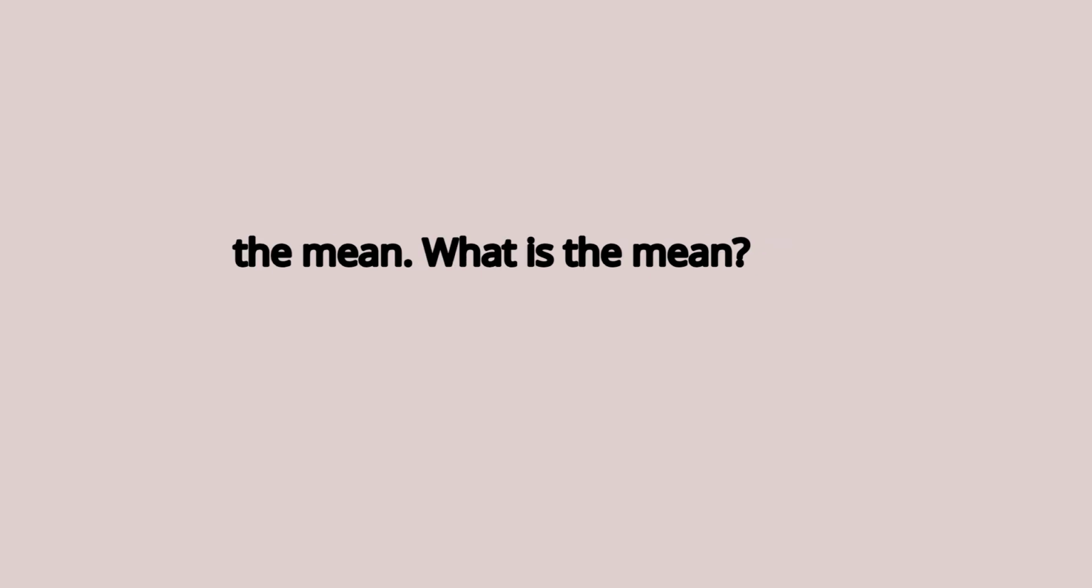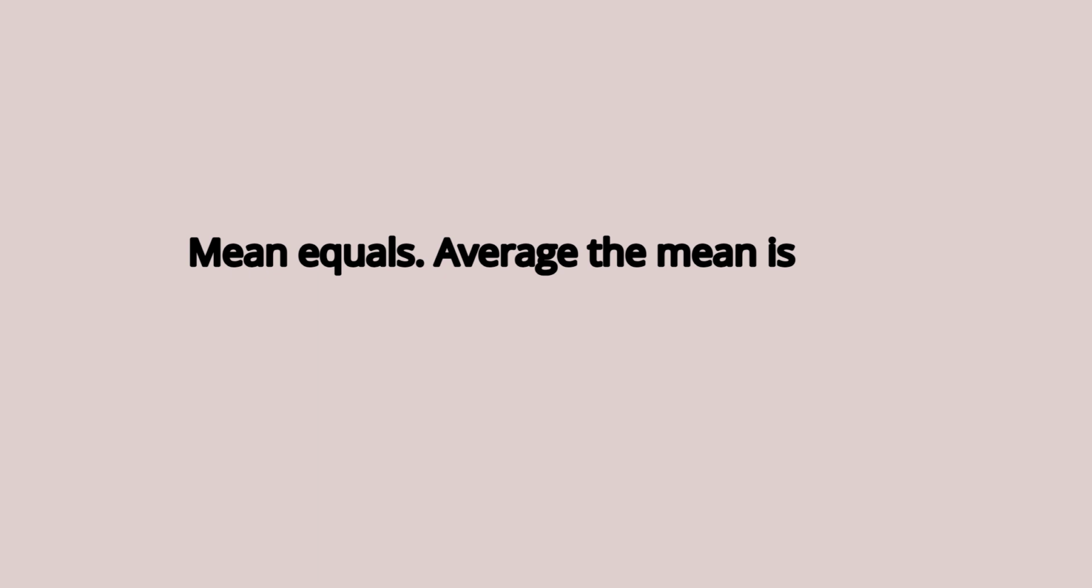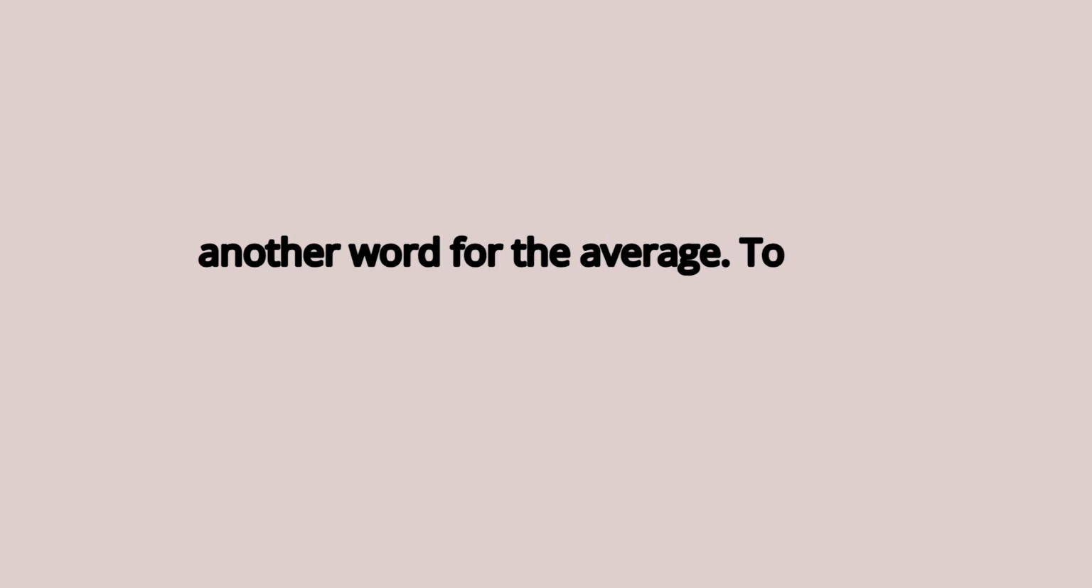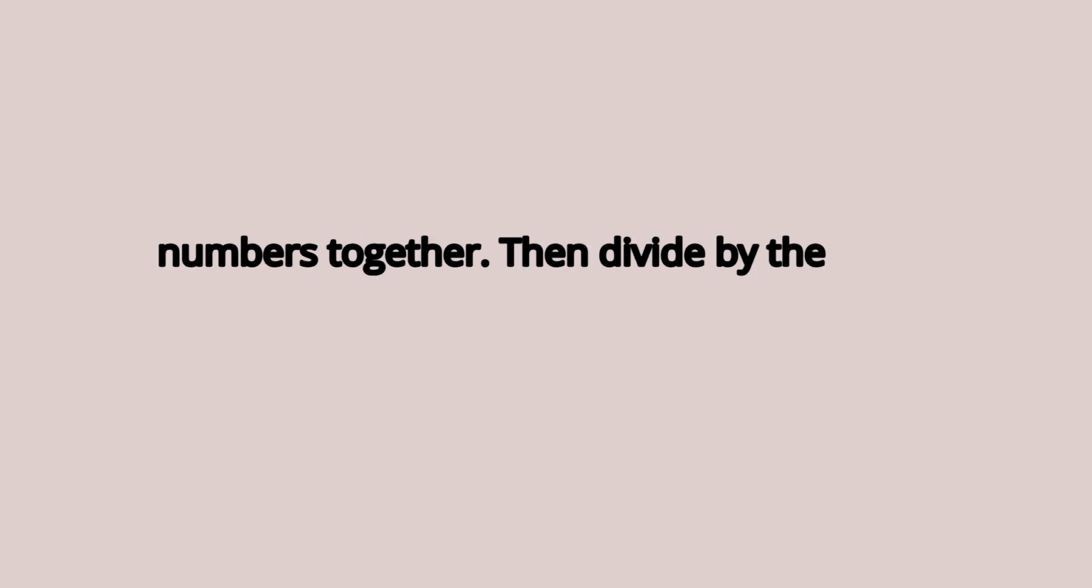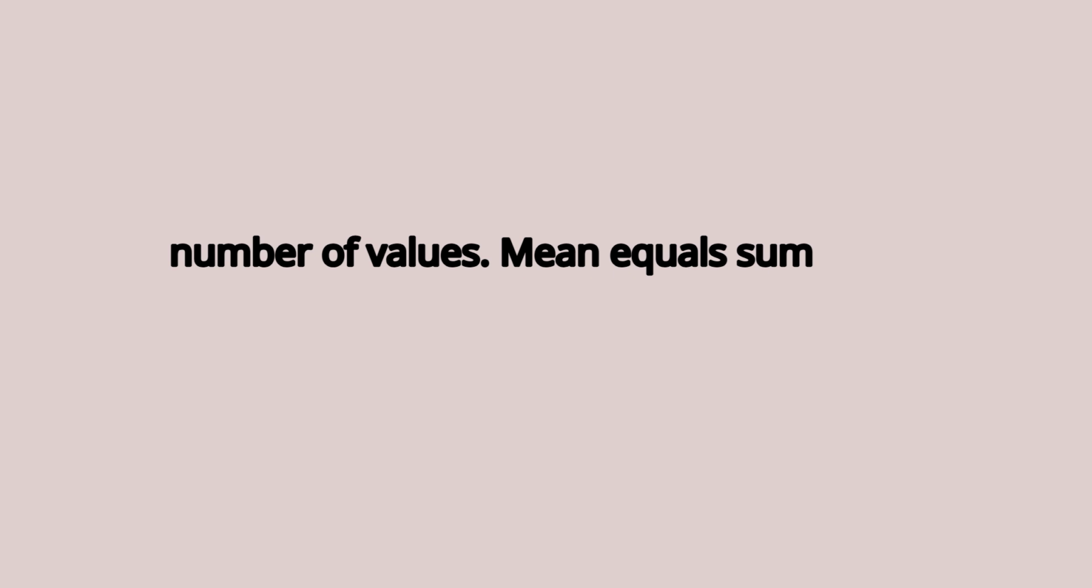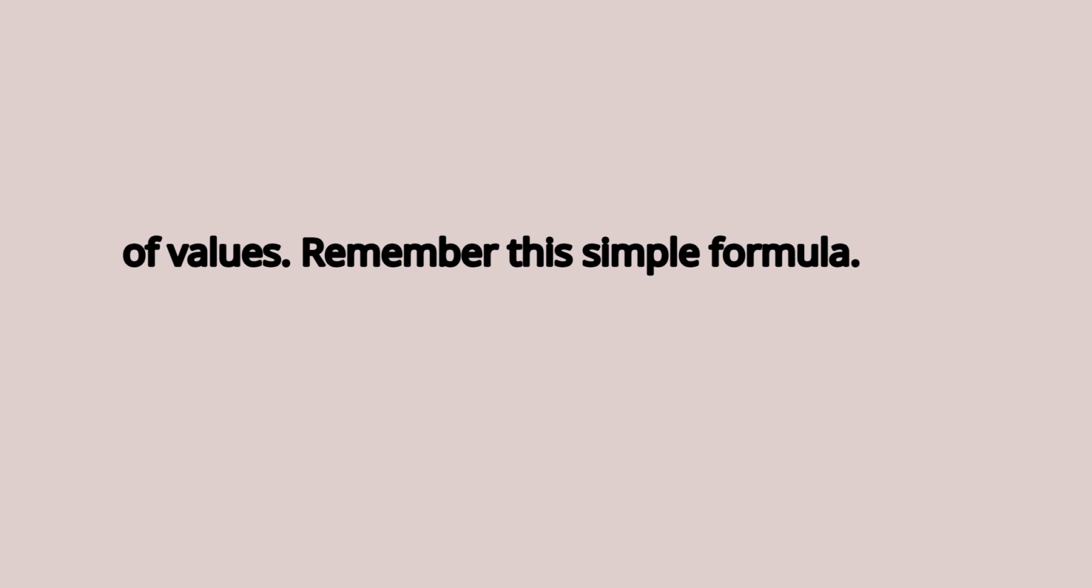What is the mean? Mean equals average. The mean is another word for the average. To find the mean, add all the numbers together. Then divide by the number of values. Mean equals sum of all values, divided by number of values. Remember this simple formula. First, find the total. Then divide by how many numbers there are.